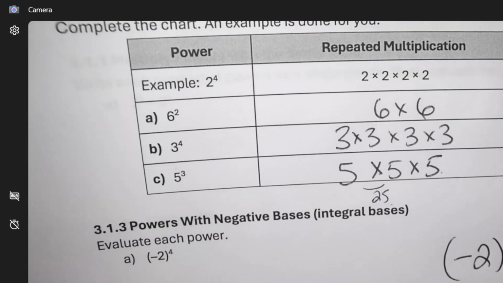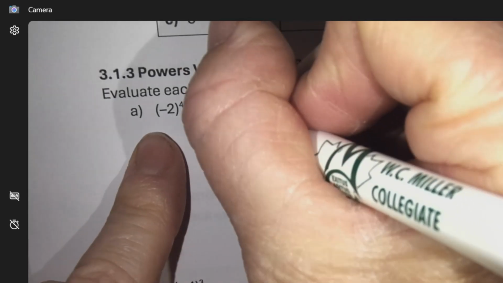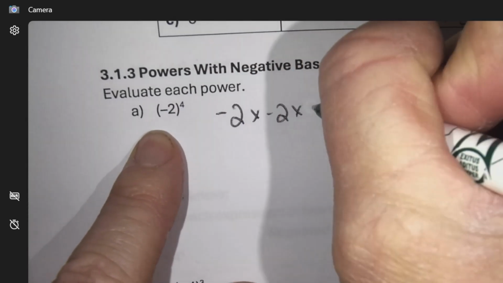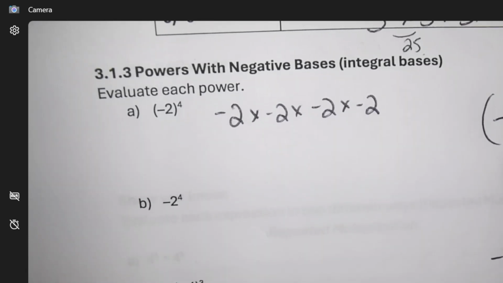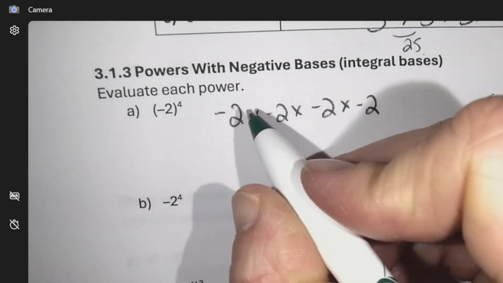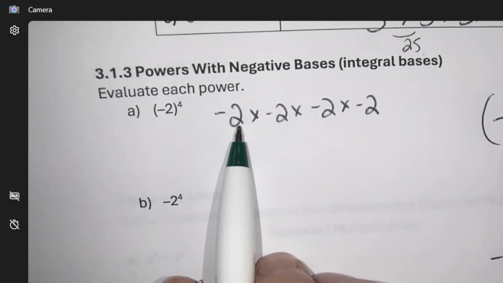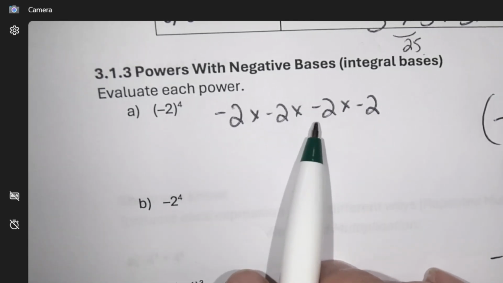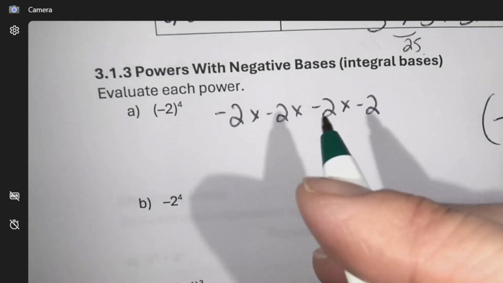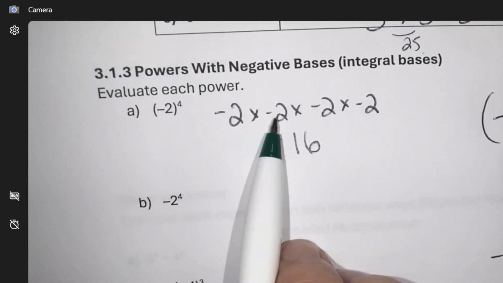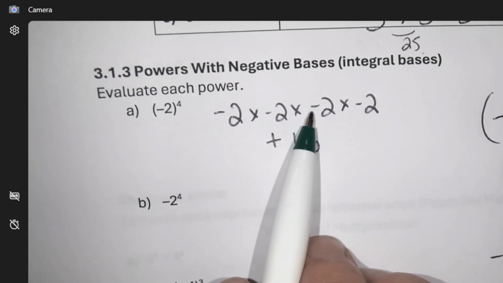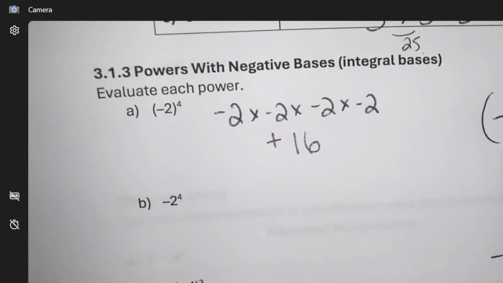Okay, ready. So we talked about this one. So evaluate: this one says do the -2, -2, -2, and -2. Well, if I have 4 negatives, I'm going to be positive. So I'm going to be positive 16. 2 times 2, I'm up to a 4. Another 2, I'm up to an 8. 8 times another 2, a 16.